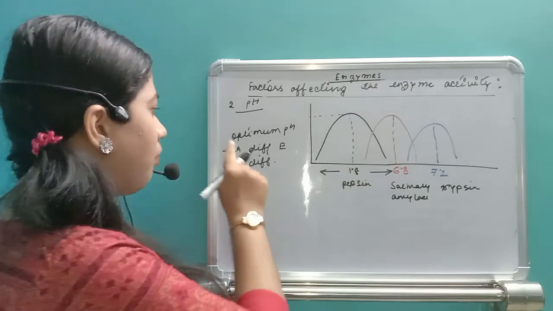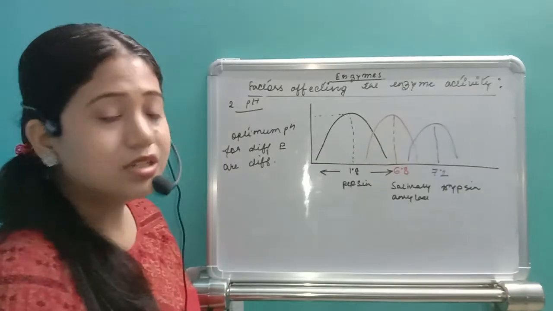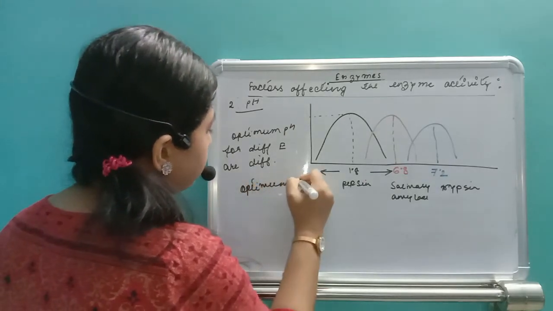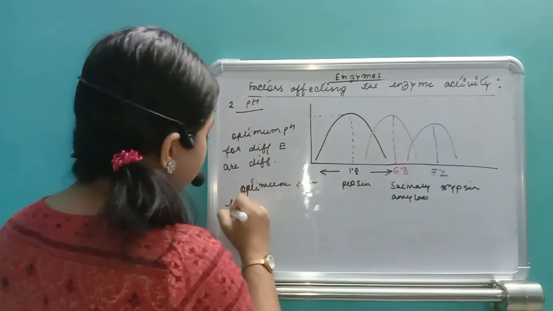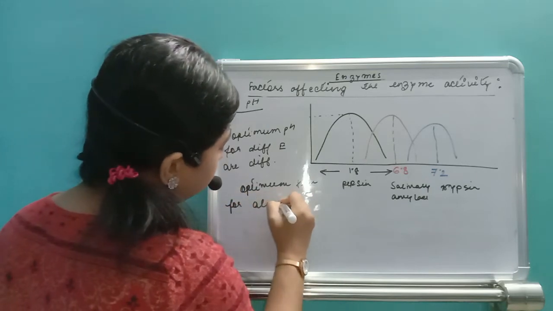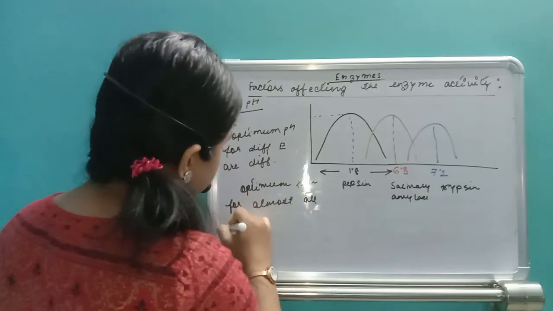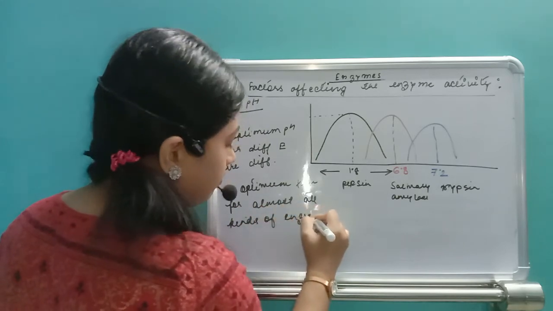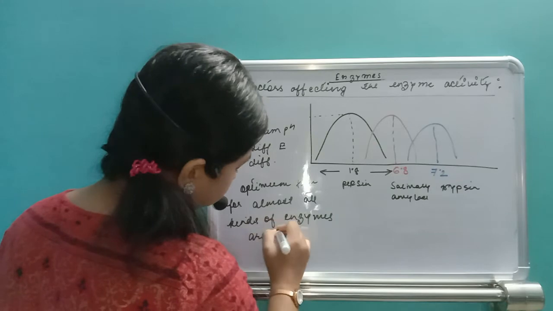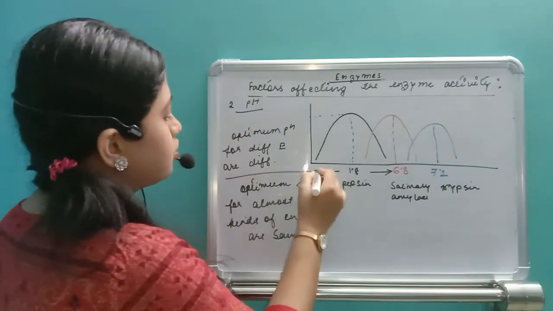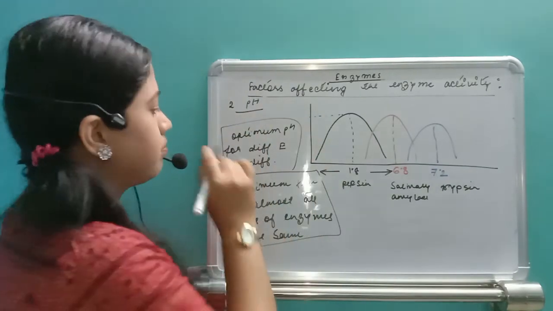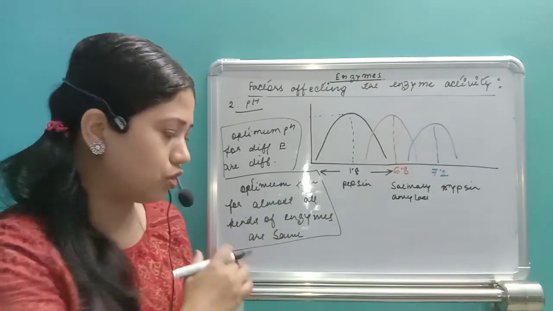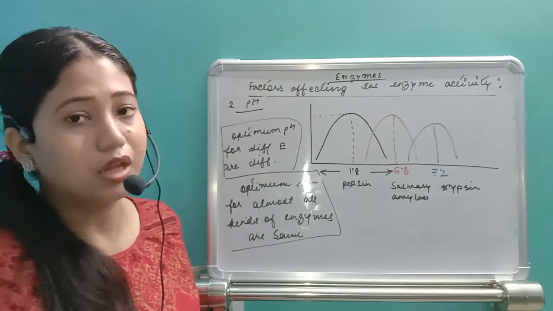So the optimum pH for different enzymes is different, but the optimum temperature for almost all enzymes is the same. These are the two statements you have to remember. Sometimes questions can come from here, like assertion-reason type questions, so you have to understand deeply what it means.